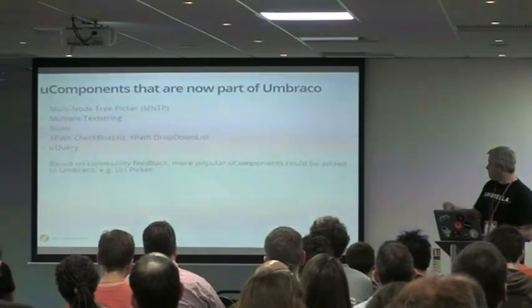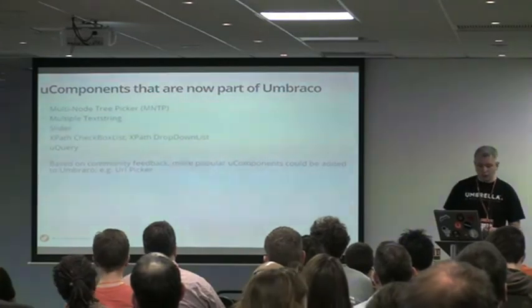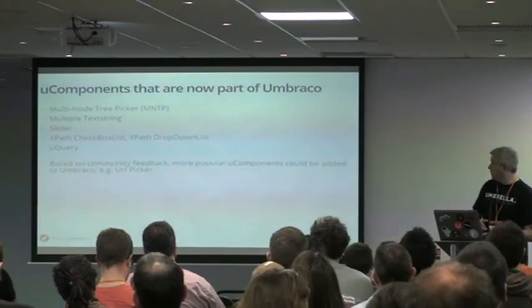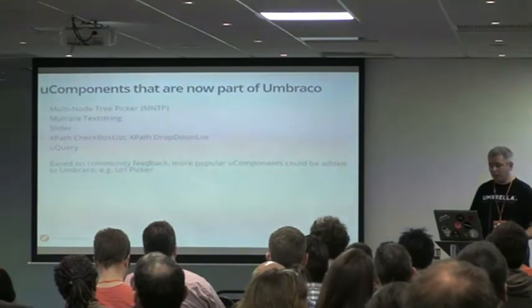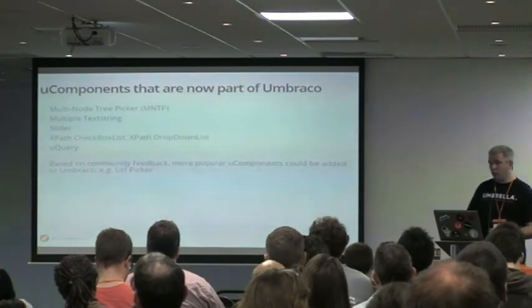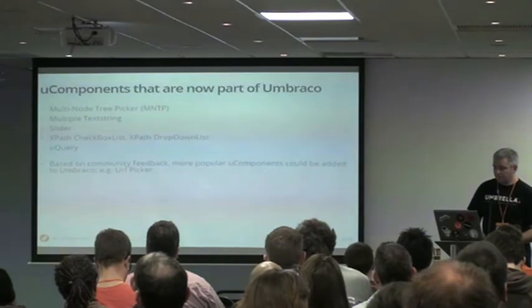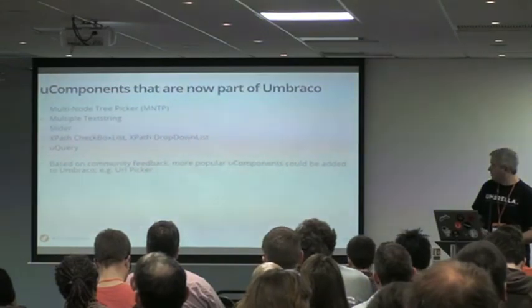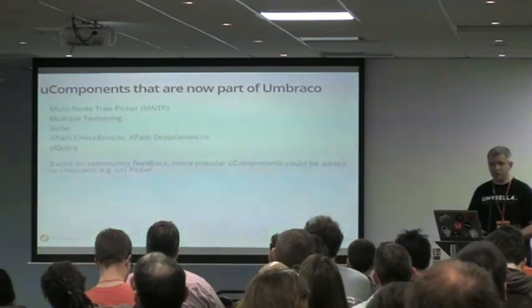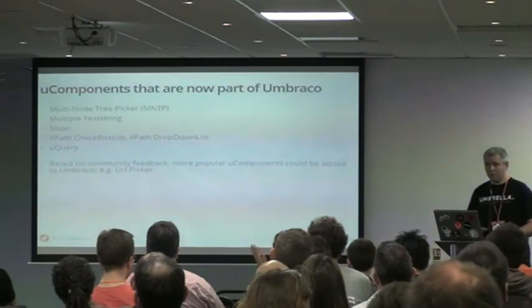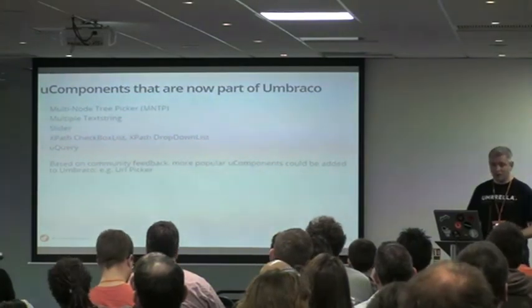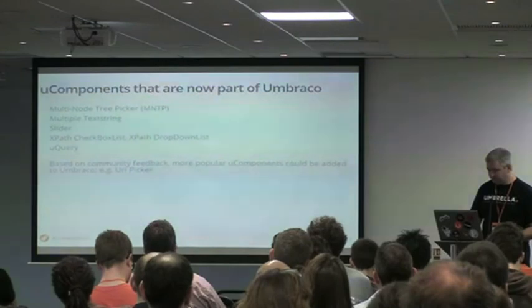Okay, so then for moving other things into the Umbraco core, depending on community feedback we get or how popular we can gauge them to be, we could move other things into the Umbraco core. One that is up for conversation at the moment is one called URL Picker. I don't know, does anyone use URL Picker? Yeah, a few hands. So it is quite a popular component.